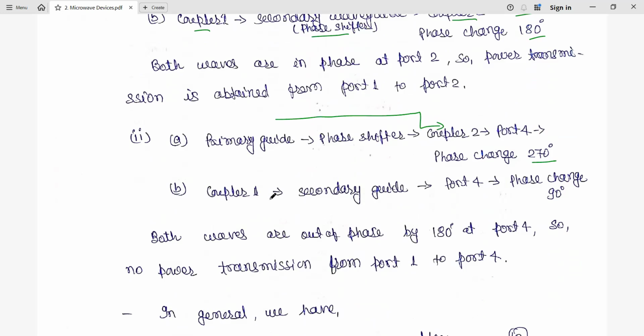Okay. Now another path is coupler 1. So here we have a 90 degree phase shift. Okay. And going through the secondary waveguide, left to right in the secondary waveguide, 0 phase shift, and appearing at port 4. So 90 degrees phase shift. So total phase shift difference how much? 180 degrees. Okay. So that's why it's not possible to transfer from port 1 to port 4.